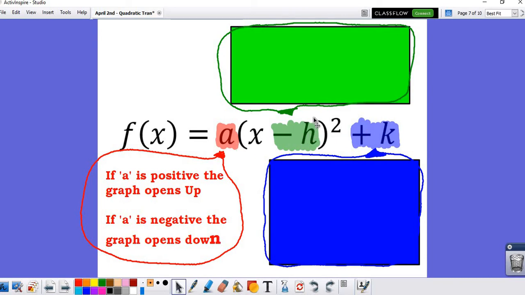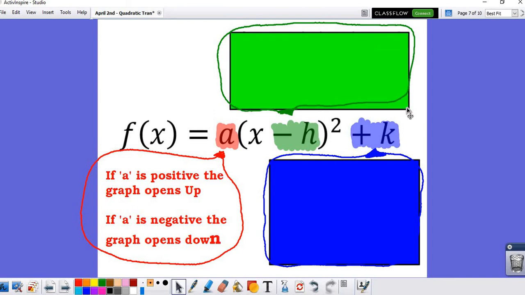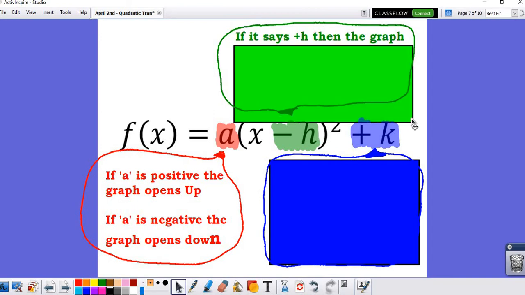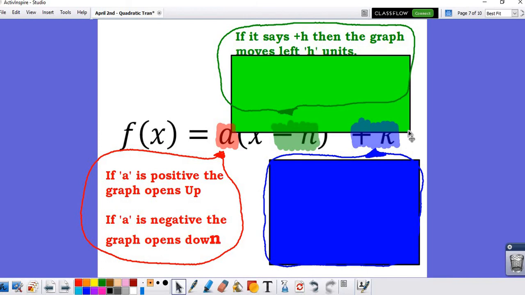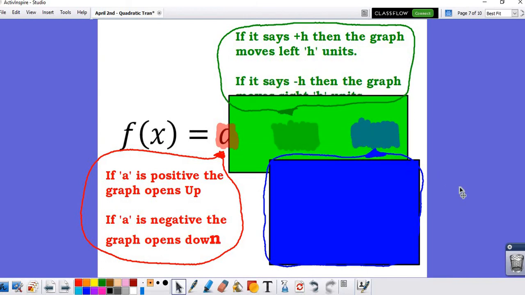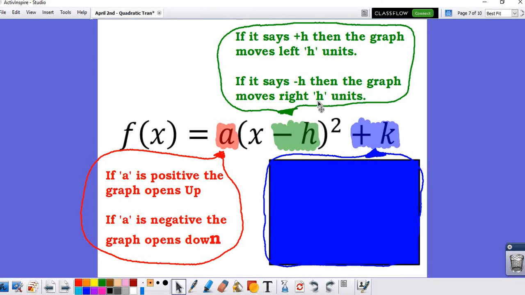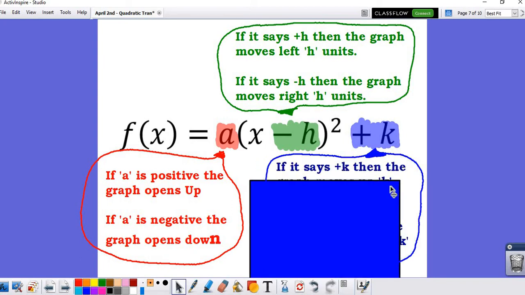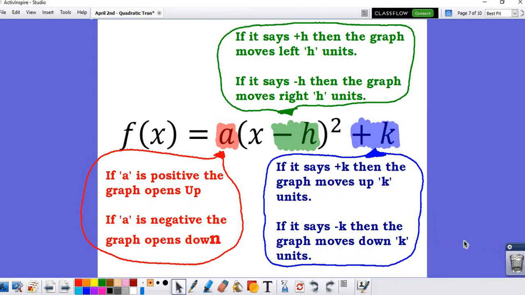Okay, moving into the inside the parentheses, remember inside the parentheses is where you think the opposite. So if the graph says a positive h, you really move to the left. If the graph says a negative h, you would really move to the right. And then the last number on the outside makes your graph move up and down. So if it's positive, it moves up, and if it's negative, it moves down. Okay, so this page is really important for you to write down. That way you can answer all the rest of the questions.